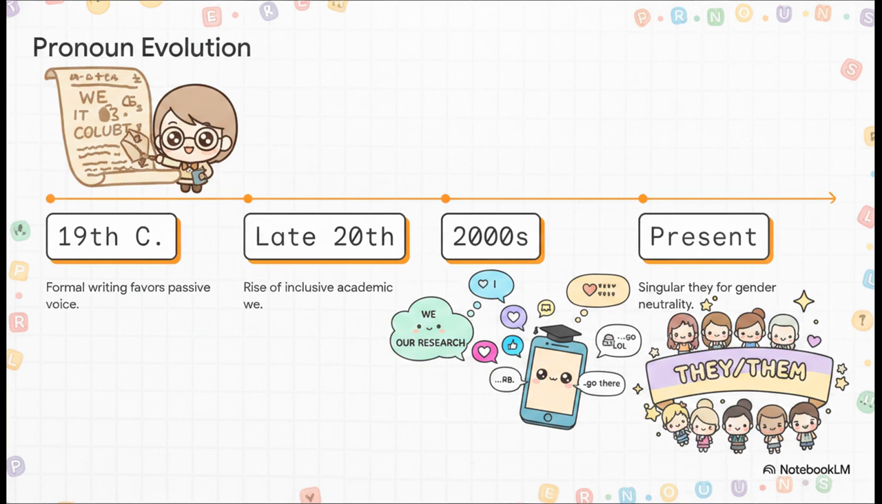Fast forward to the late 20th century, and we see a massive shift toward an inclusive academic we, plus people confidently using I to assert their own agency and clarity. Hit the 2000s, and the digital age changes everything. We're constantly dropping pronouns just for the sake of brevity in texts and emails. And today, we are quite literally watching the linguistic solidification of gender-neutral pronouns happen in real time.